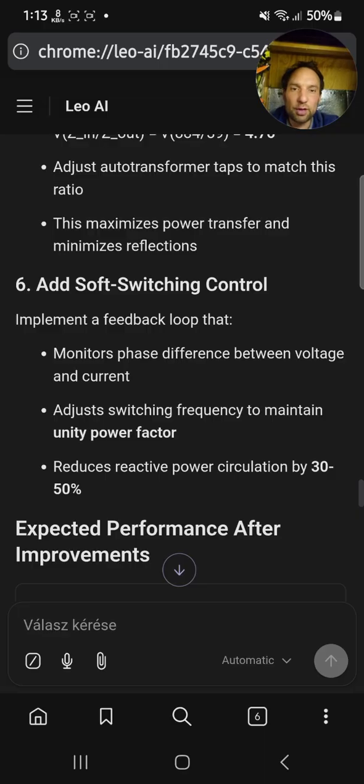Add soft switching control. Implement a feedback loop that monitors phase difference between voltage and current. Adjust switching frequency to maintain unity power factor. Reduces reactive power circulation by... no, this is false. He is wrong now. That would kill the COP. That would kill it and it will be less than 1.